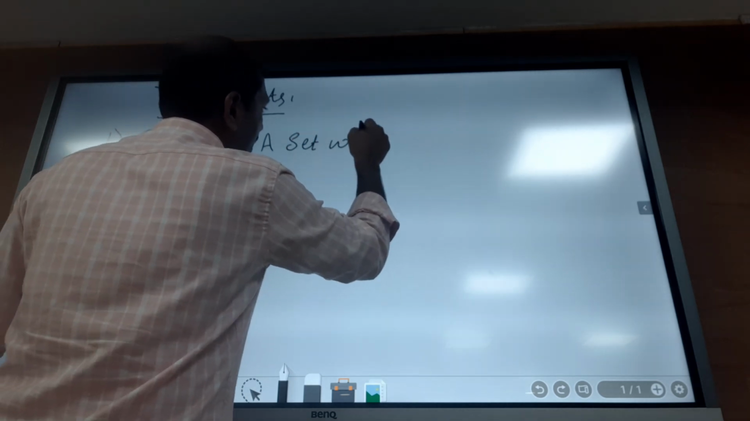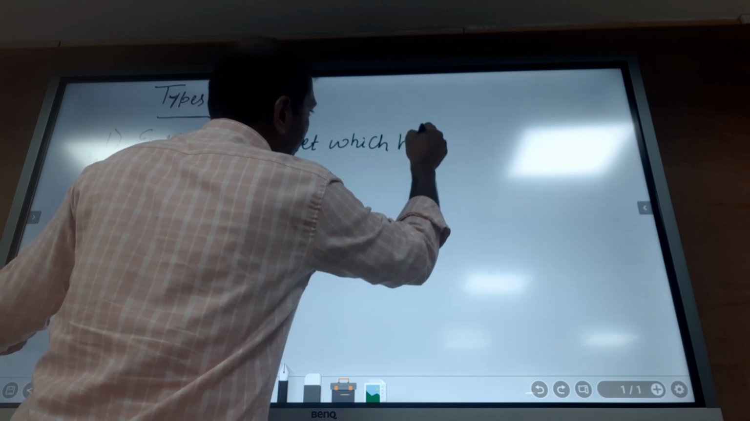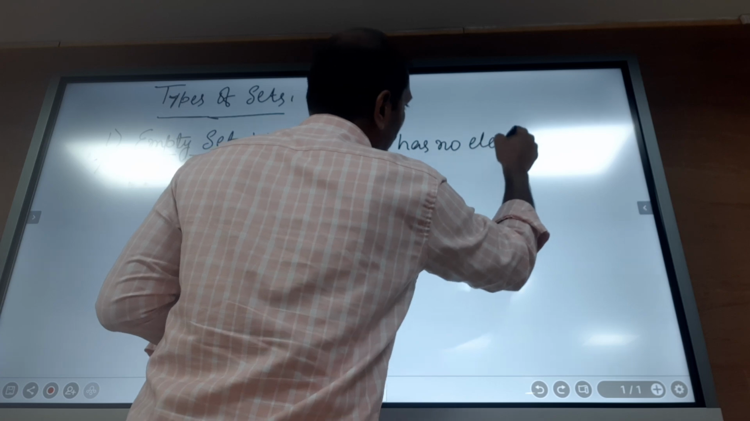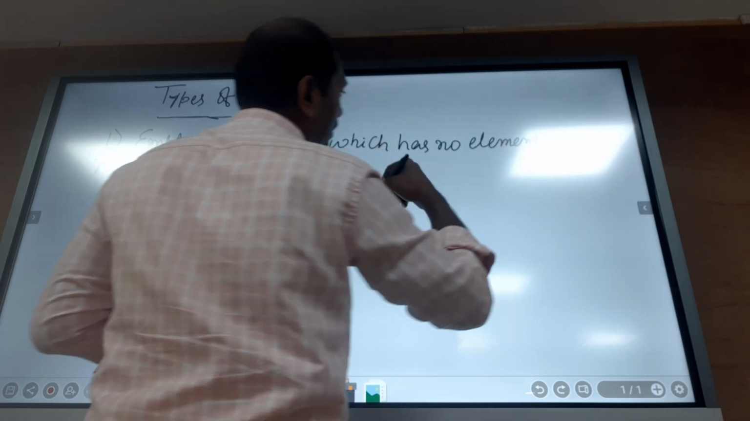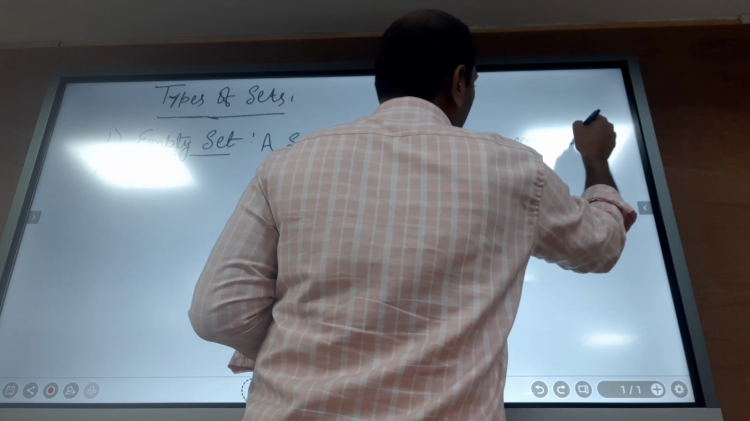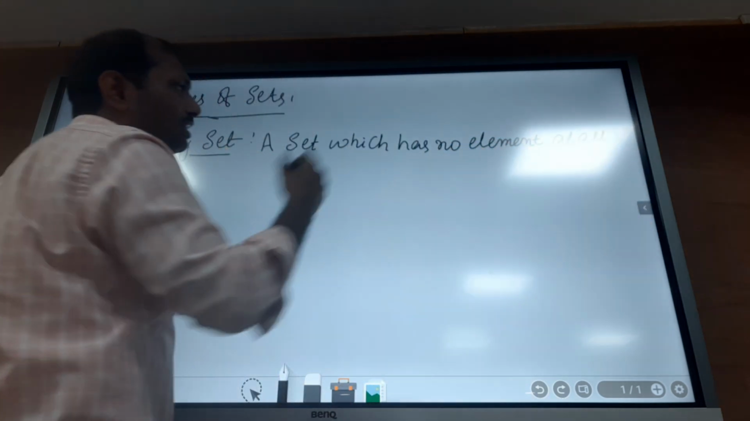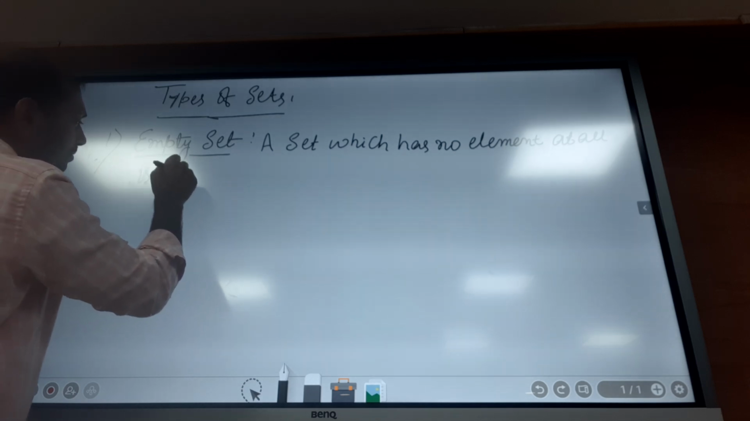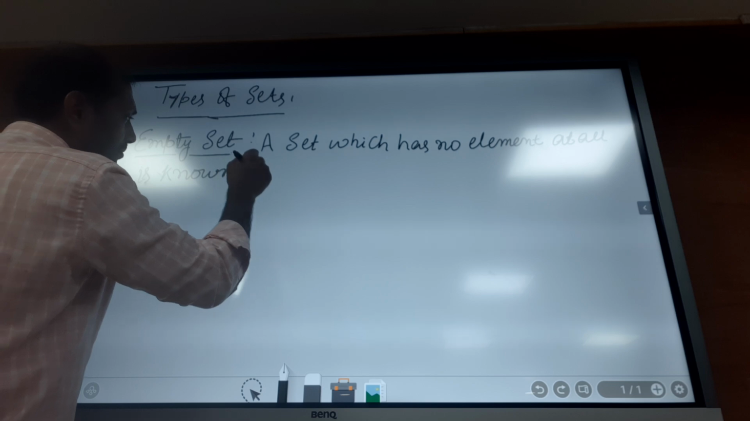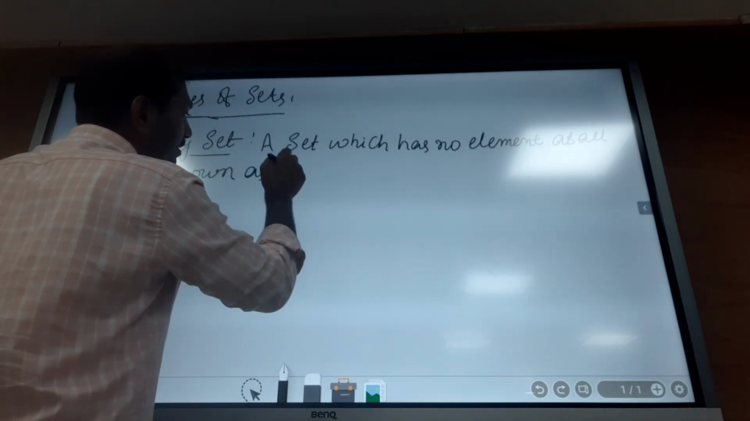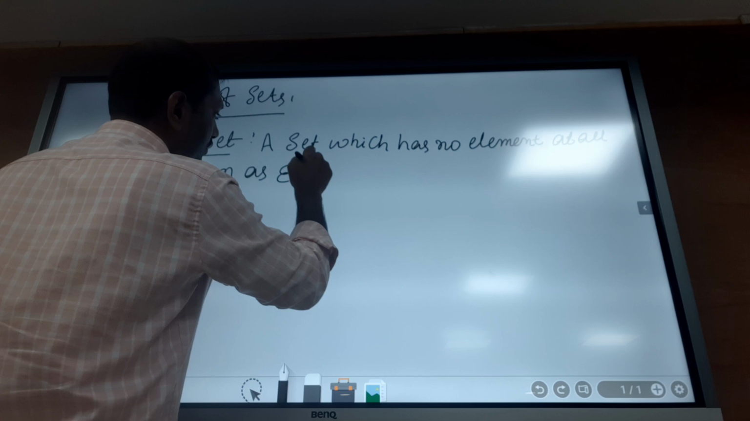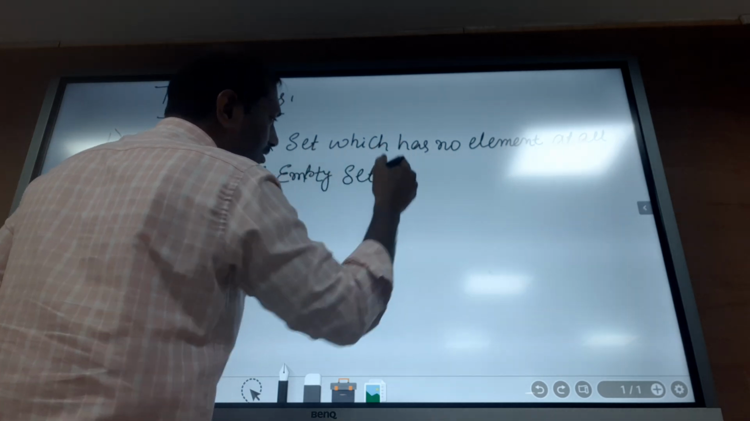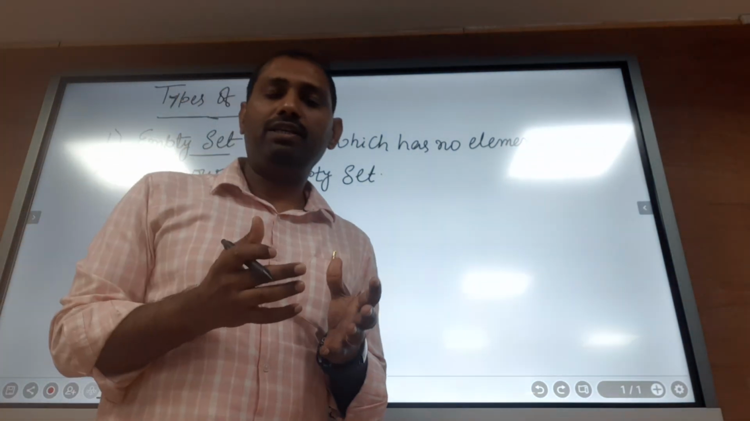A set which has no element at all is known as empty set. So what is an empty set? A set which has no element is known as empty set.